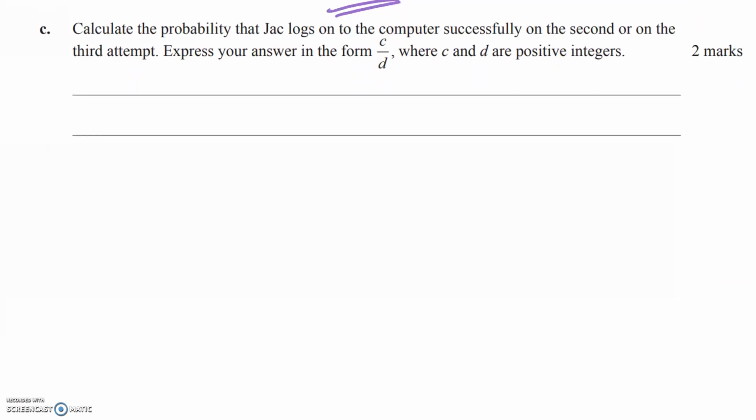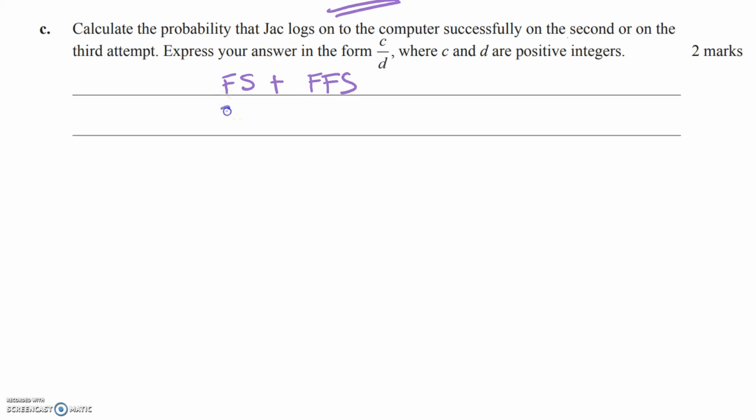Alright, so this is looking at whether Jack gets in on the 2nd or 3rd attempt. We've got 2 marks here, so we're expecting to do slightly more work than we have already. Now, him successfully getting in on the 2nd means that he fails, and then he succeeds. Him getting in on the 3rd means he fails, fails, then he succeeds. Now we want both of these probabilities added together. I'm just seeing FFS.